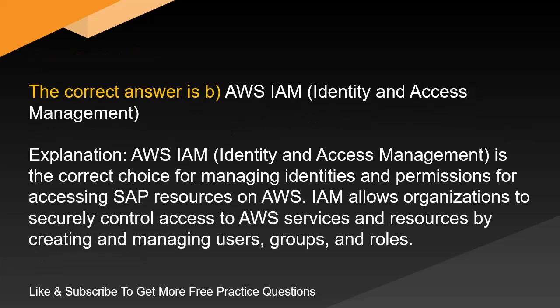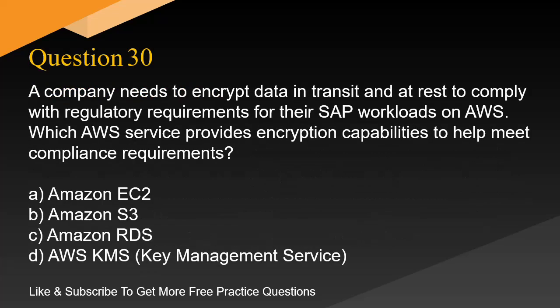The correct answer is B. AWS IAM, Identity and Access Management. Explanation. AWS IAM, Identity and Access Management, is the correct choice for managing identities and permissions for accessing SAP resources on AWS. IAM allows organizations to securely control access to AWS services and resources by creating and managing users, groups, and roles.